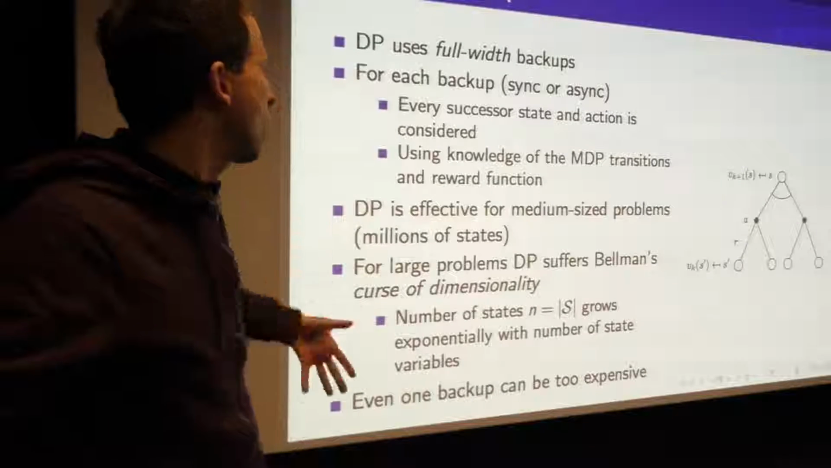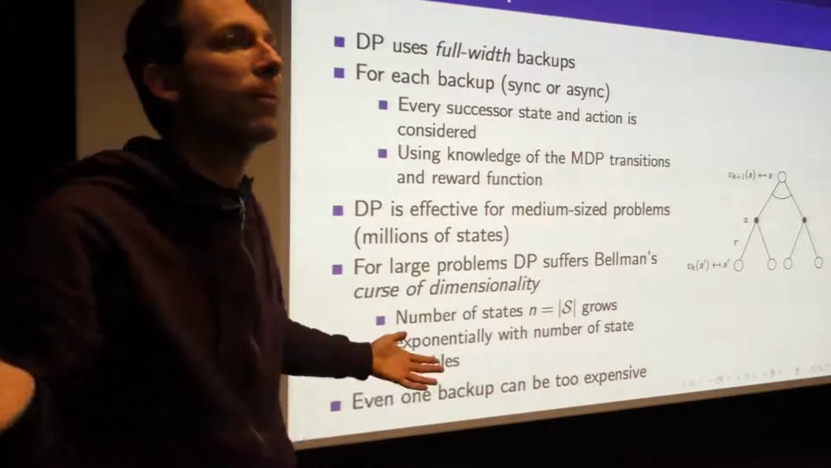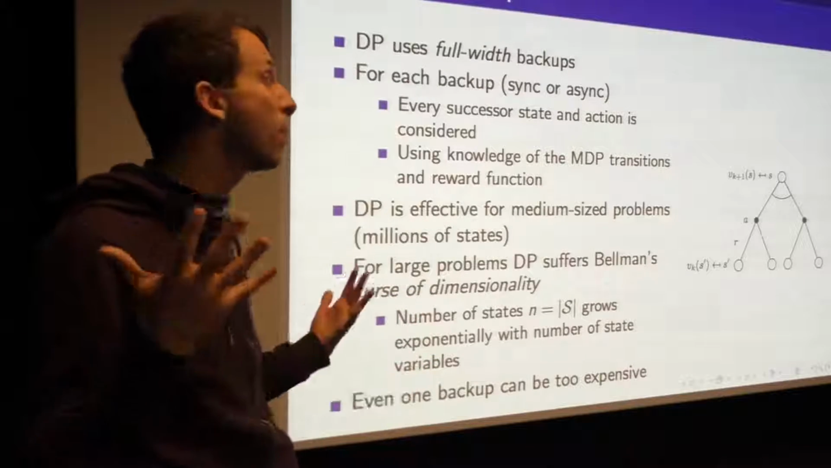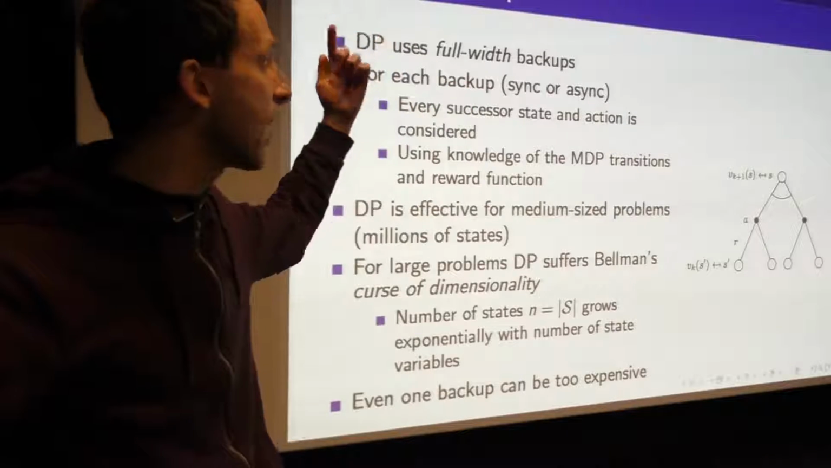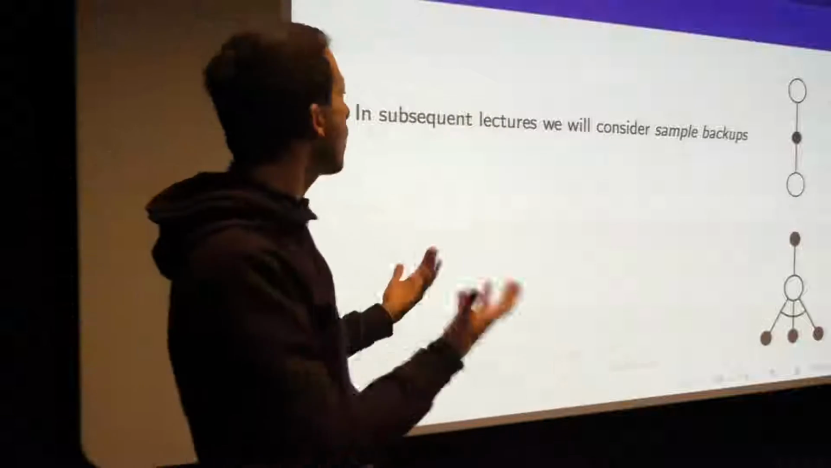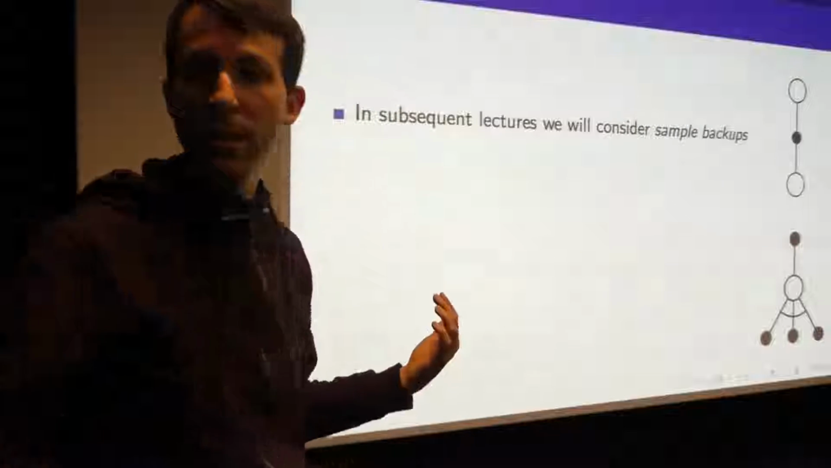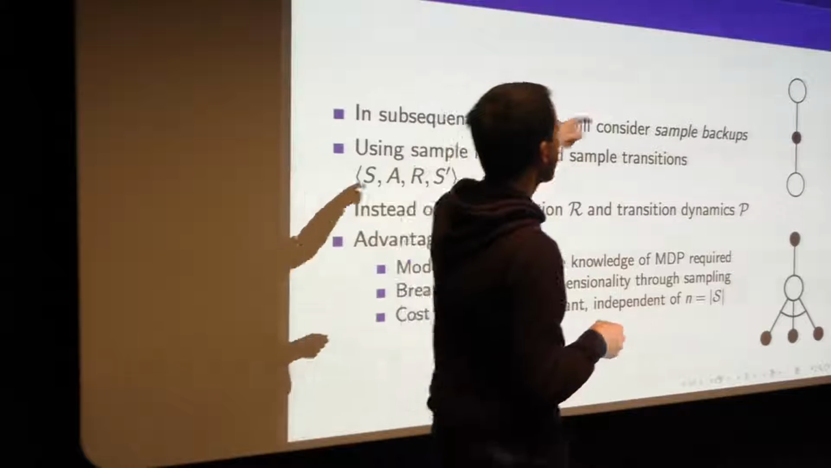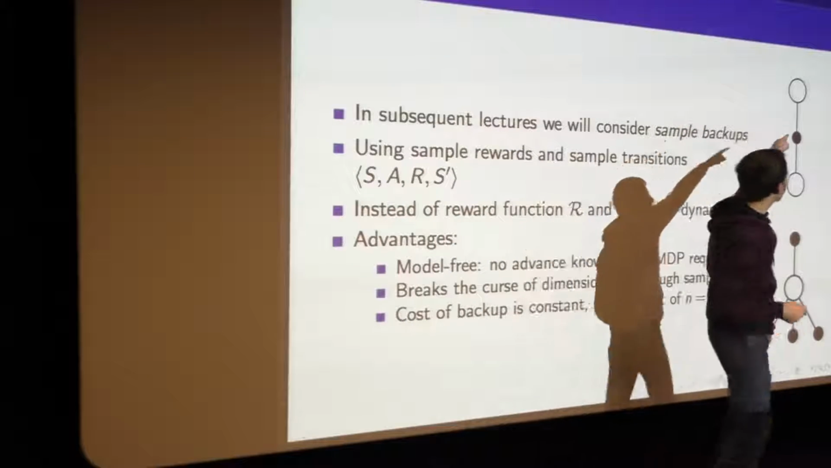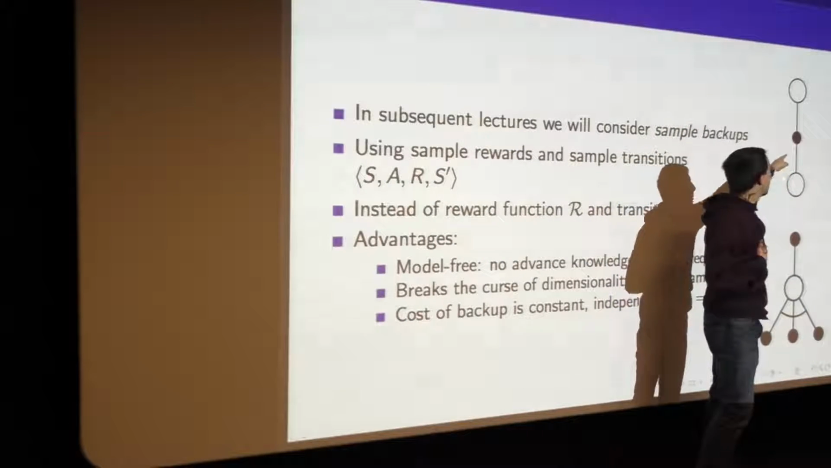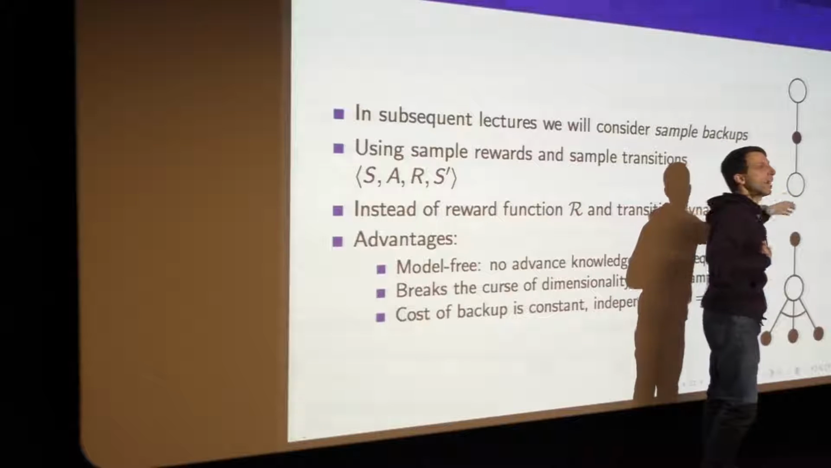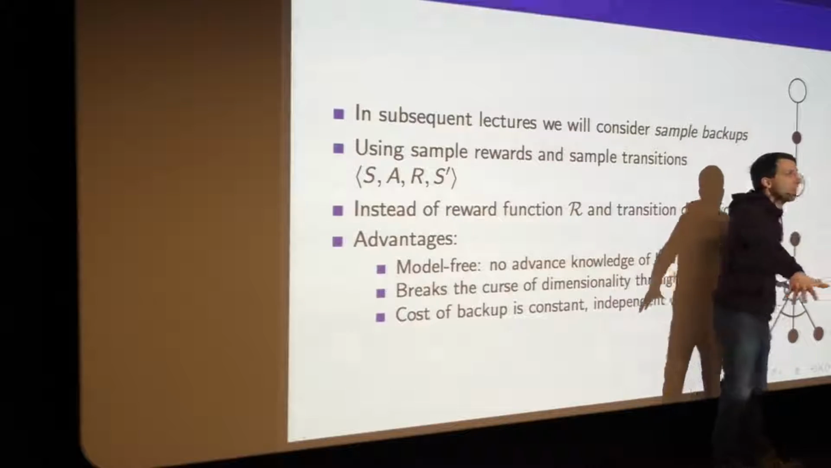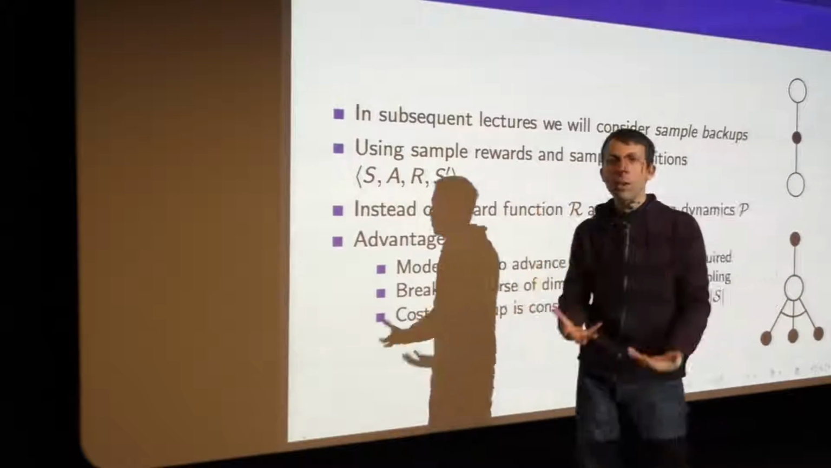And in cases where even one backup is too expensive, so we're going to talk about problems later with 10 to the 170 states, you can't even do one iteration of dynamic programming. You can't even do one backup. You can't even compute this for one state. So what do you do? You sample. In subsequent lectures, we'll consider sample backups that look like this. We start in a state, sample one action according to our policy, sample one transition according to our dynamics, and do a backup based on that one sample instead of the full branching factor. That's going to give us a lot more efficiency.